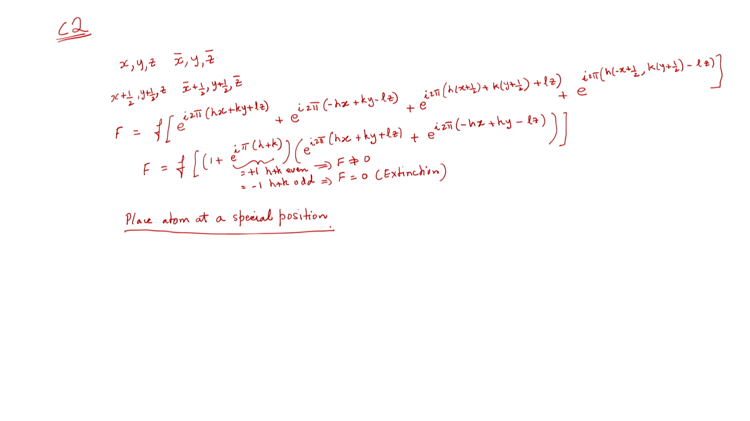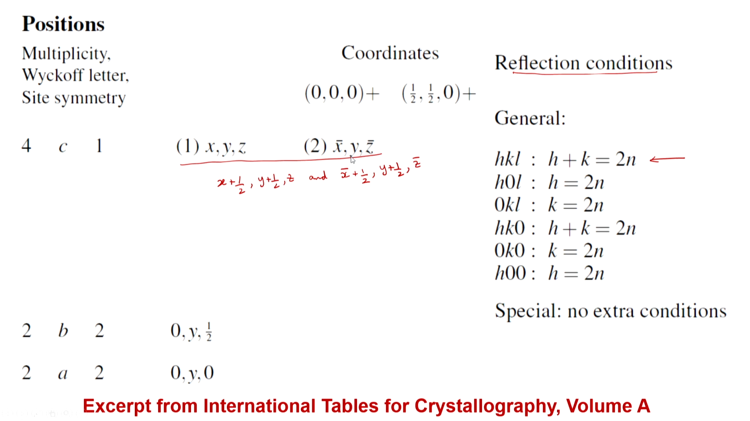Placing an atom at a special position. If I look at the special position, let us say I take this one here, or this one, this is the same thing, any one of these we can take. If I take this one, then the multiplicity is only 2. So, there are only going to be 2 atoms.